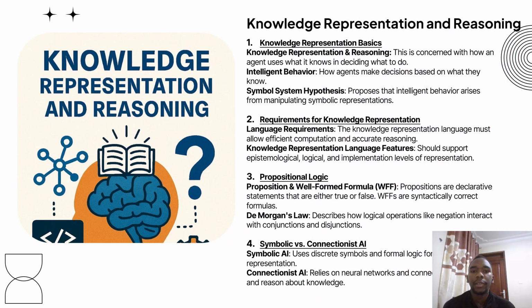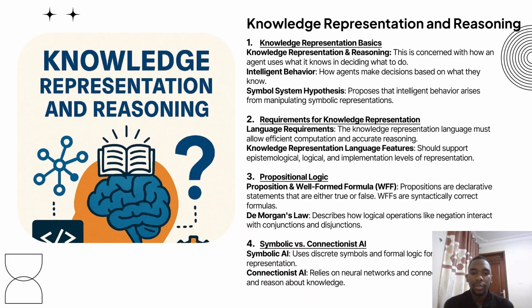Knowledge representation and reasoning. Knowledge representation basics. Knowledge representation and reasoning is concerned with how the agent uses what it knows in deciding what to do. Intelligent behavior: how agents make decisions based on what they know. The symbol system hypothesis proposes that intelligent behavior arises from manipulating symbolic representation. Two, requirements for knowledge representation. Knowledge requirements: the knowledge representation language must allow effective computation and accurate reasoning. Knowledge representation language features should support logical and implementation levels of representation.